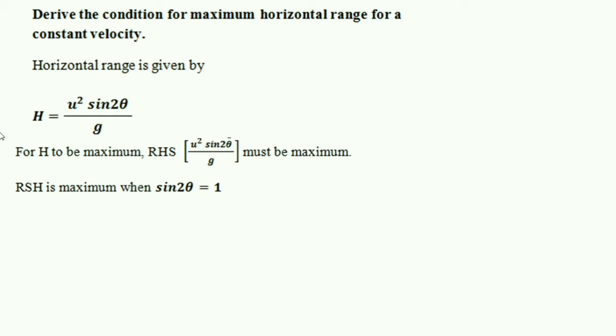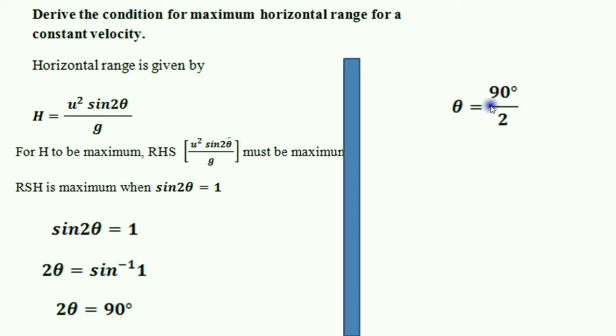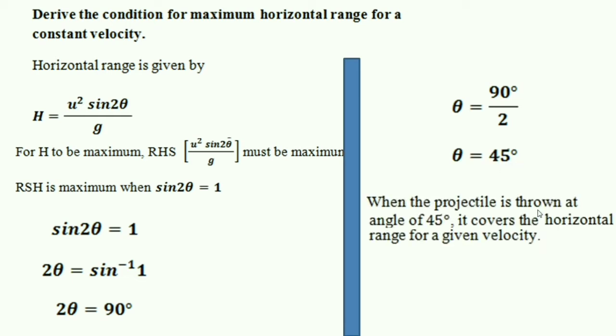So for this side to be maximum, sine 2 theta has to be maximum, and the maximum value of sine is 1, that is at 90 degree. So sine 2 theta is 1, so 2 theta is sine inverse 1, and sine 90 is 1, so I can write 2 theta is 90 degree. If you solve this, you'll get theta to be 45 degree. If you throw the projectile at 45 degree, then it covers the maximum distance.